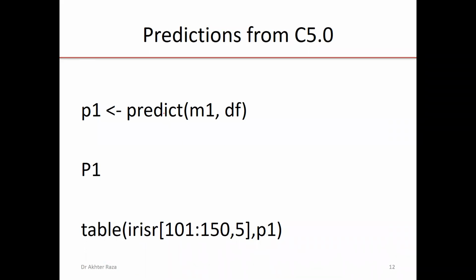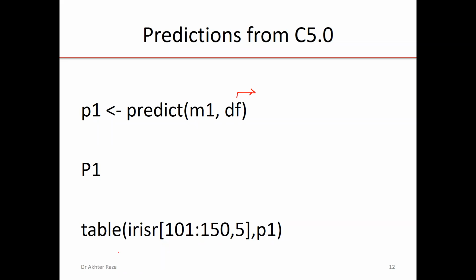What will the predict command do? The predict command will use model 1 on the DF. In this DF, we will use the testing data set. DF is basically the testing data set, and M1 is basically model 1. Now, in this DF we do not have the class variable. The class variable is not there, and we are supplying only the predictors to model 1.